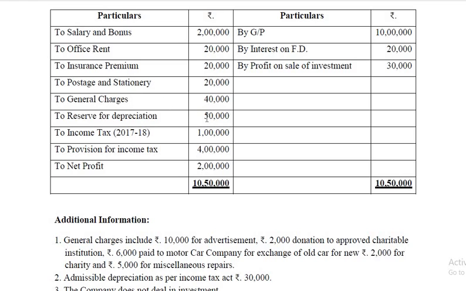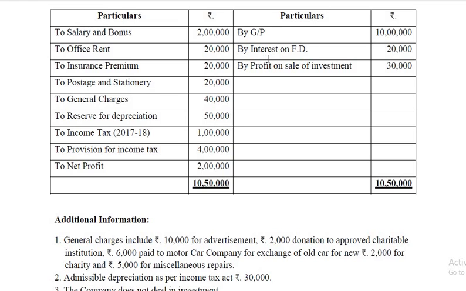Reserve for depreciation should be added back. Any reserve for that matter, reserve for depreciation, reserve for bad debts, reserve for income tax, all these are not allowed, so they are added back. Income tax and wealth tax are not allowed, whereas GST and local taxes are allowed. Wealth tax is abolished now. Provision for income tax is also not allowed. So these are the items to be added back.